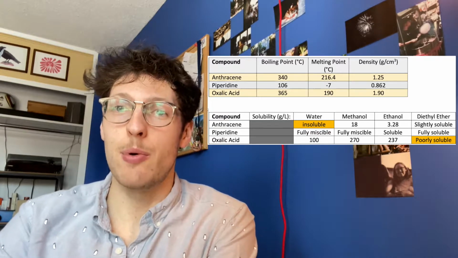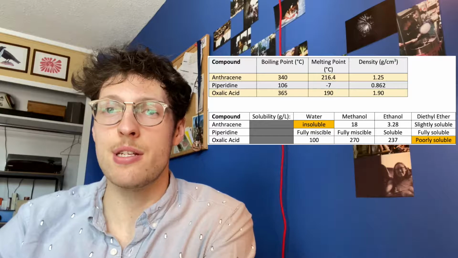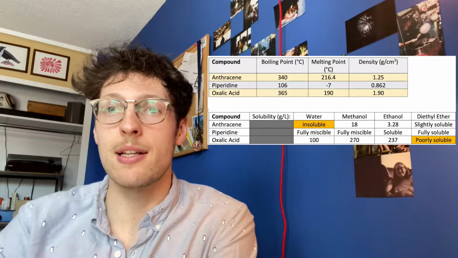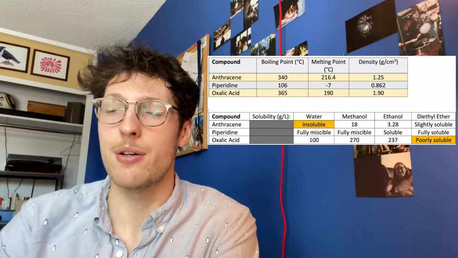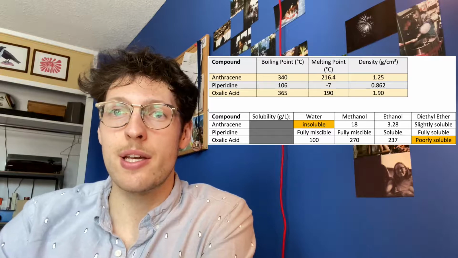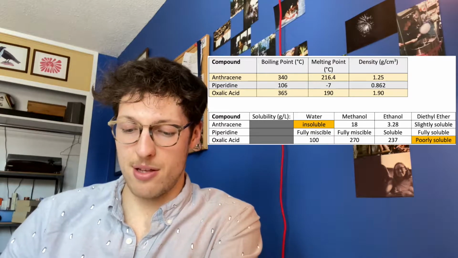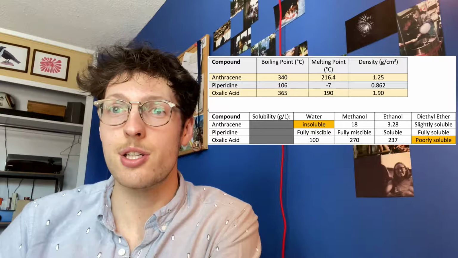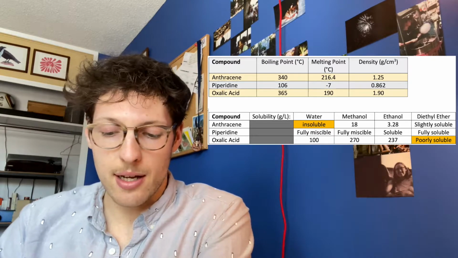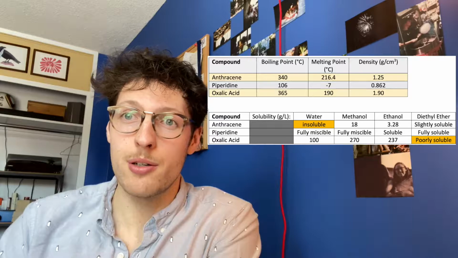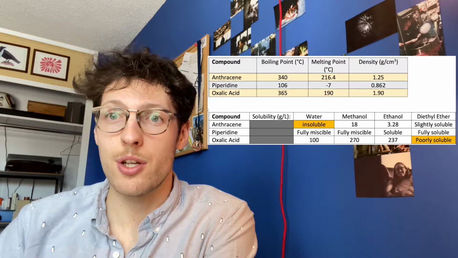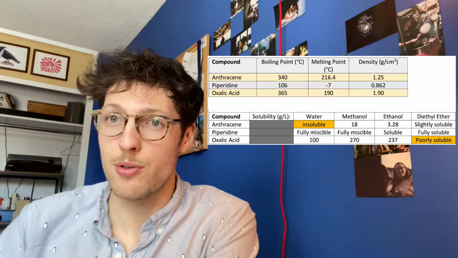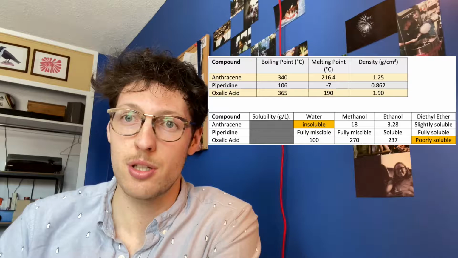So if you look up here, you can see a table that shows the different solubilities along with the melting points and boiling points, etc. of each particular compound. By looking at these, we can ascertain different methods for removing each component. If you notice, anthracene is completely insoluble in water, whereas both the oxalic acid and the piperidine are soluble, piperidine being fully soluble and oxalic acid partially soluble.